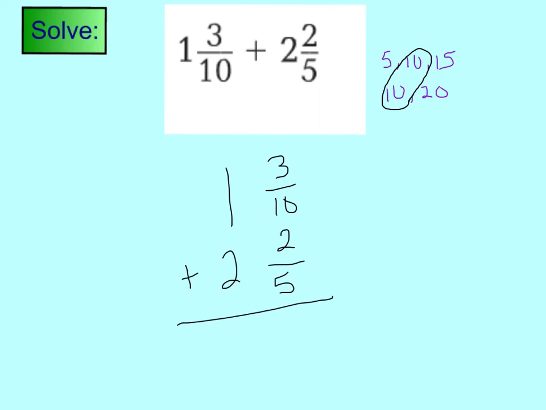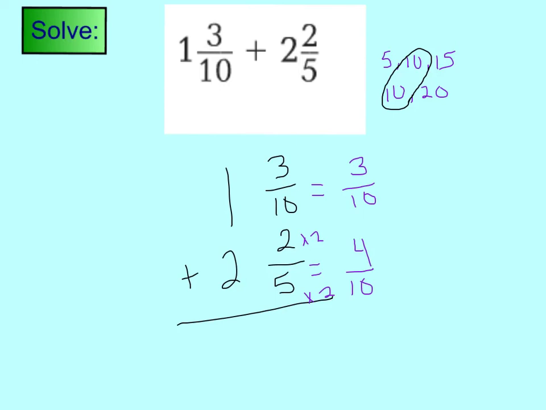So I needed to change my 3/10 and my 2/5 so that they have a denominator of 10. Now, you can already see that 3/10 has the denominator of 10, so I don't have to do anything to that 3/10. I'm just going to bring it over. But my 2/5 needs to be changed to a denominator of 10. So 5 times 2 gives me 10. So 2 times 2 gives me 4. So 2/5 is equal to 4/10.